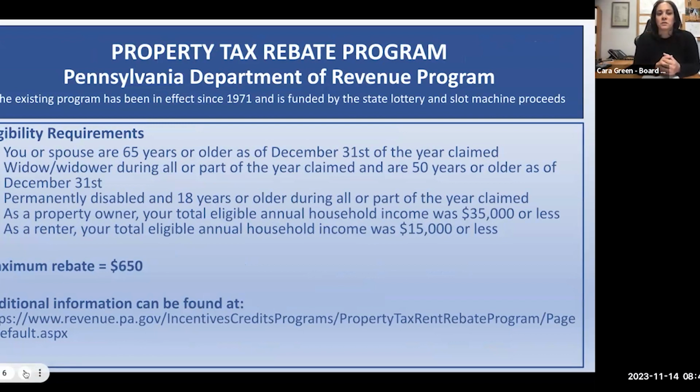This slide identifies and talks about the state Department of Revenue property tax rebate program that's offered to seniors, widowers that are 50 years or older, and permanently disabled individuals that are 18 years or older. So this identifies what the guidelines are for the state property tax rebate program. The maximum rebate is $650. There's a formula based upon income, based upon an application that you have to fill out, and additional information. I provided the website there for the state.